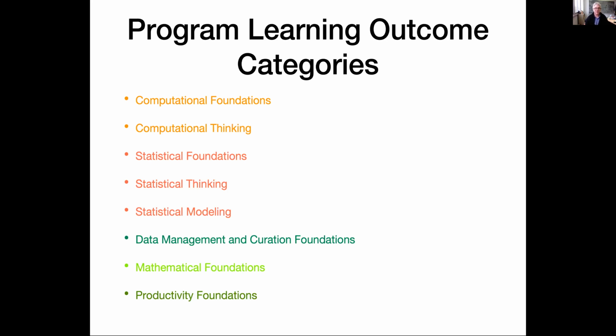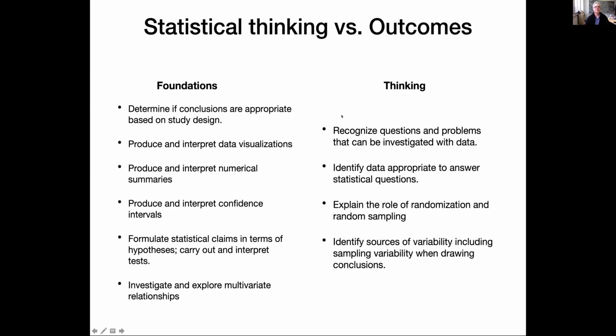This is the category that includes outcomes that deal with machine learning, issues of predictive modeling versus inferential modeling, bias and variance trade-offs, overfitting, those sorts of outcomes. We felt these kind of deserved their own category, and so we put them in the statistical modeling category. So let me just show you what the statistical thinking and foundation outcomes look like.